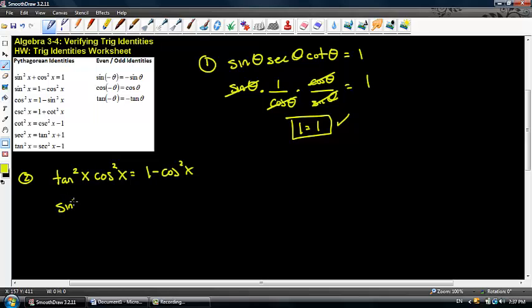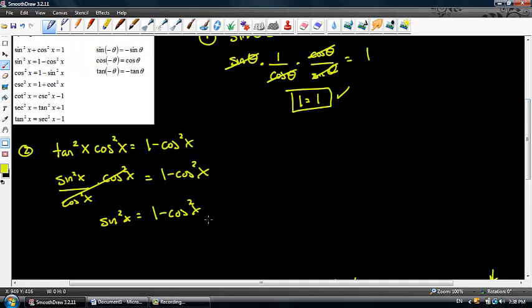Tangent is really sine squared x over cosine squared x times cosine squared x, and that's going to equal 1 minus cosine squared x. Well, similar to number 1 here, the cosines are being multiplied, so they're going to cancel each other out. So you get sine squared x equals 1 minus cosine squared x. Now, if you look at your Pythagorean identities reference chart here, sine squared x does in fact equal 1 minus cosine squared x, so you can say that sine squared x equals sine squared x.